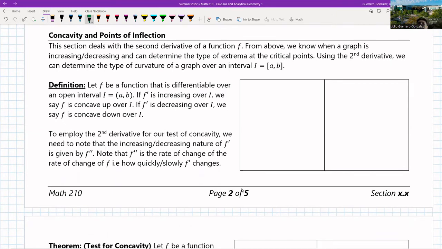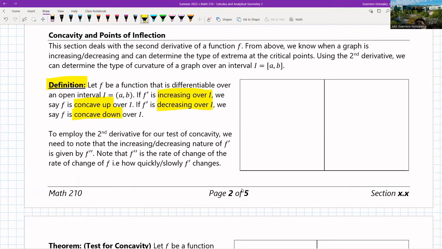So the first thing I want to go through is this definition. Let's say you have a function that is differentiable over an open interval (a, b). If f prime is increasing over I, we say that f is concave up. And if f prime is decreasing over I, we say it's concave down.